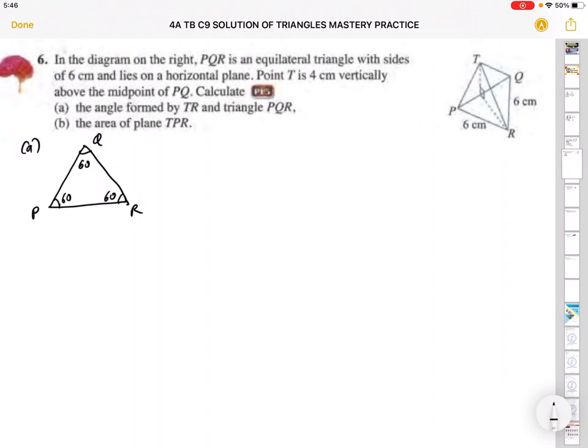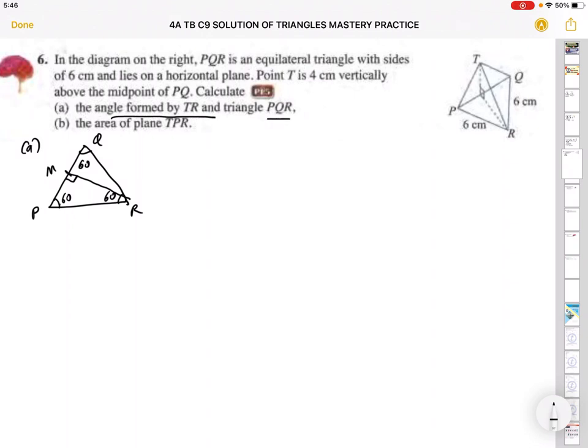So now here's the thing, we need to let the midpoint of PQ be another symbol, say M, right? This one must be perpendicular. Sorry, my line is not very straight, not very accurate. So it looks like this. Now we're finding the angle formed by TR and triangle PQR. Now TR is a line.